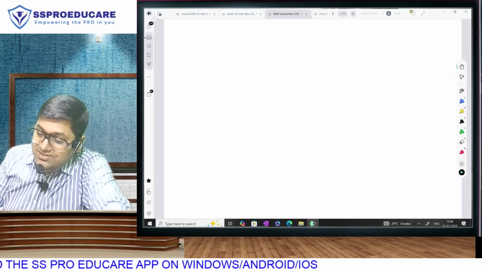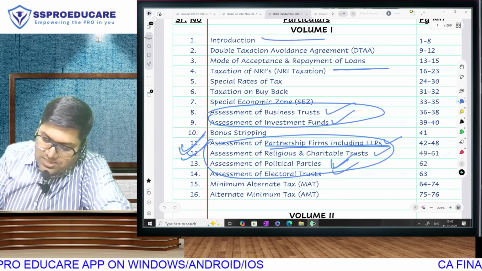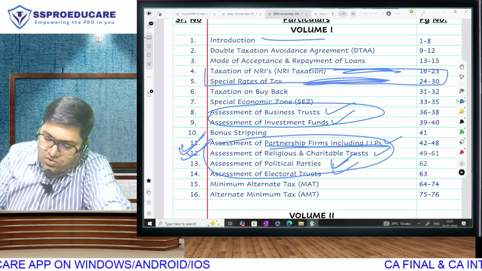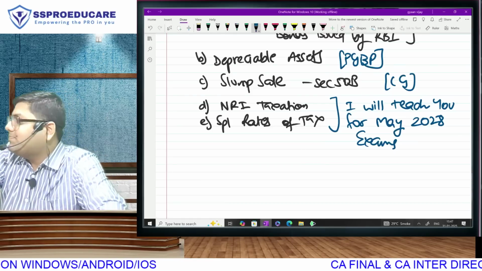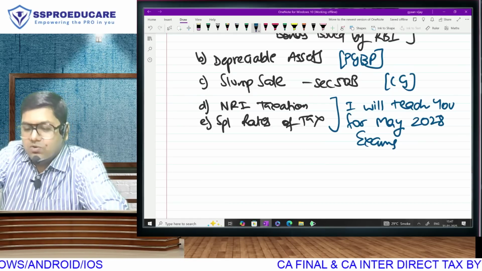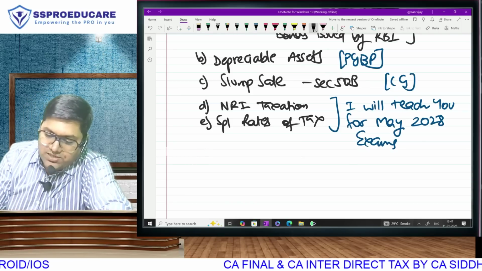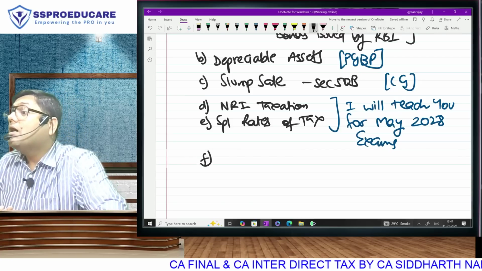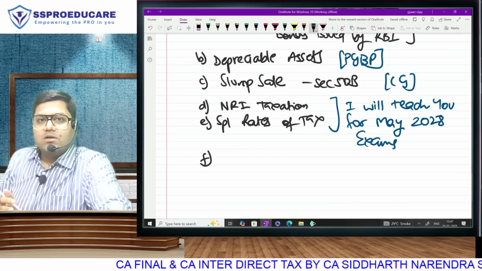Do you see this? NRI taxation here, chapter number 4, and special rates of tax here. So these 2 chapters are a part of your CA final syllabus. You don't know anything about these chapters except that in these 2 chapters there will be no indexation. That means in these cases you will not be getting the benefit of indexation.